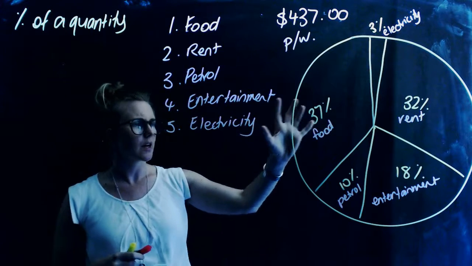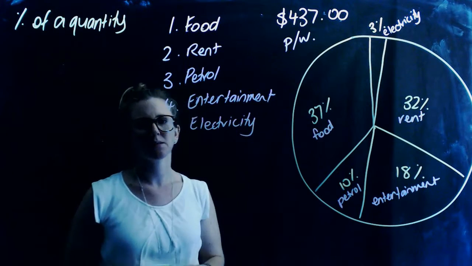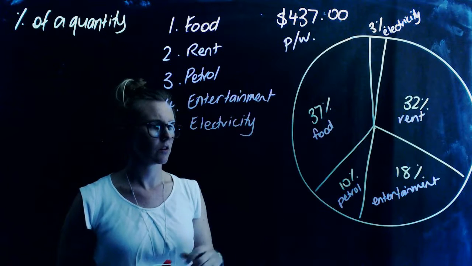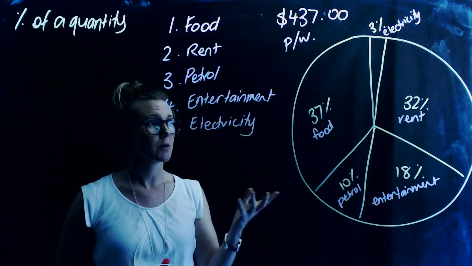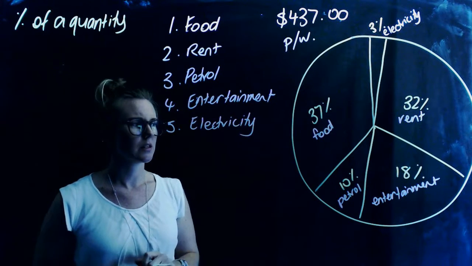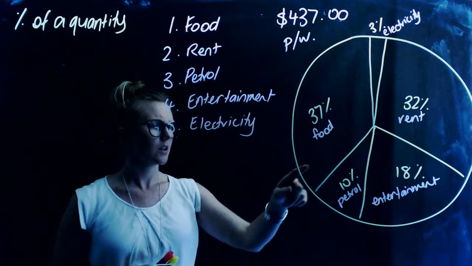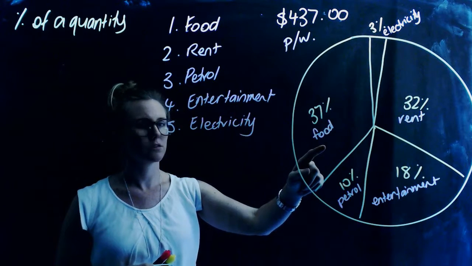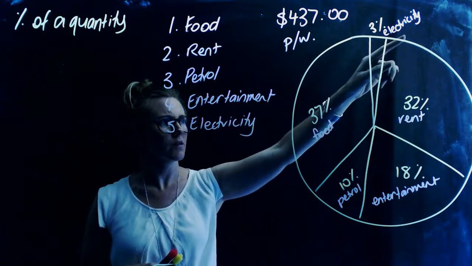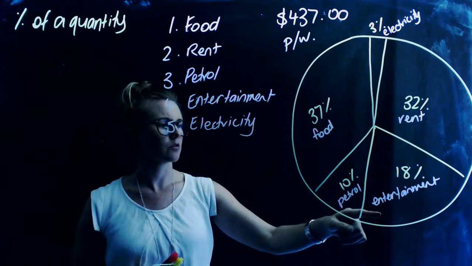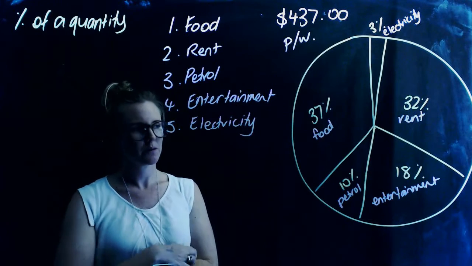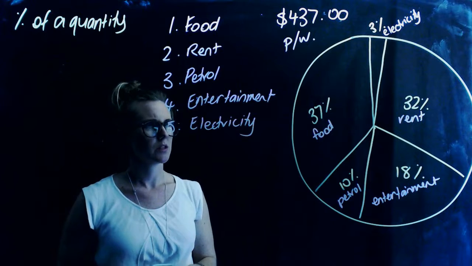Out of this pie chart, we can tell the things that he spends money on, and we can also visually see the biggest and the smallest amounts of his cost. Now, I'd like to think that we only spend 3% of our income on electricity, but I think it's probably more. So just ignore how unrealistic this could be and concentrate on the figures. 37% of his income goes towards food, 32% goes towards rent, 3% on electricity, 10% on petrol, and 18% on entertainment. Chances are there are more categories he might be spending money on in the real world, but as I said, we'll stick with this for today.